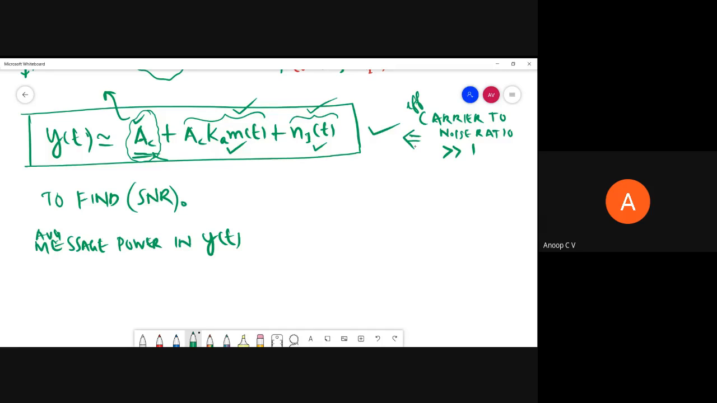So now we have to find what is the average message power in Y of t. That is actually the power of AC Ka m of t. Now can anyone tell me what is the power in AC Ka m of t? We have AC a constant, Ka a constant, and m of t, a message signal. So what will be the average power in this? It will be the numerator of output SNR.